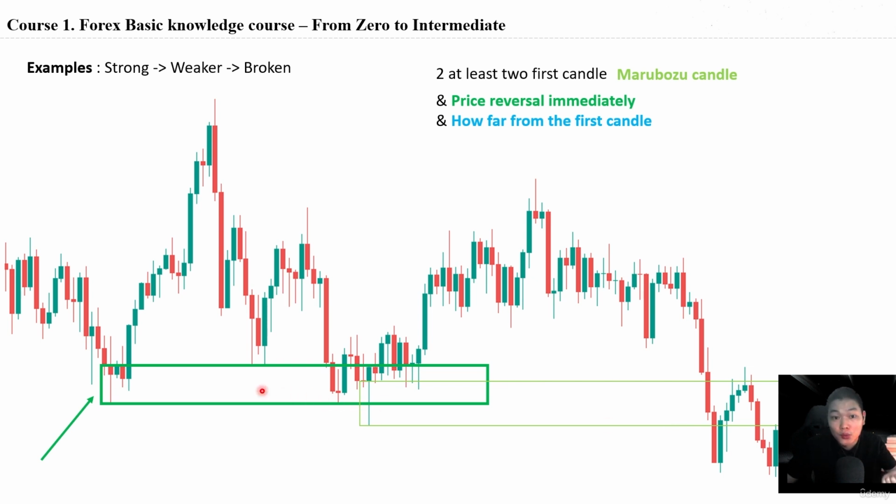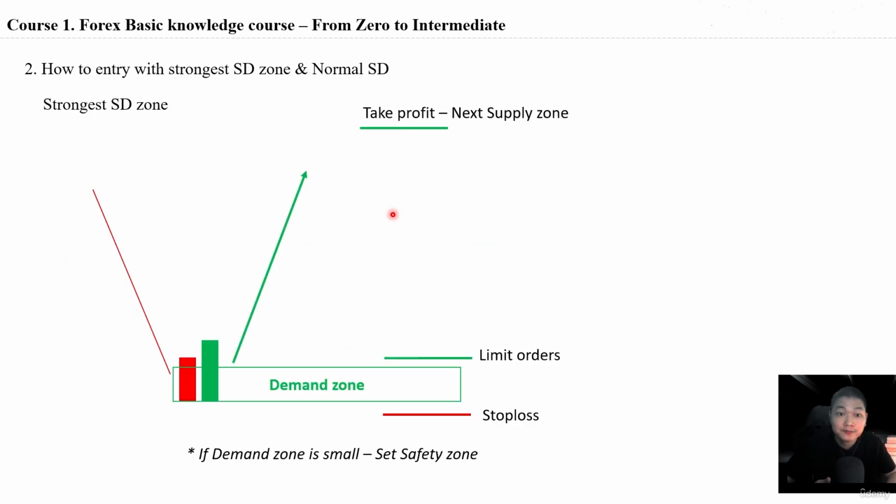But if you enter with a strong demand zone like this case, you can take profits at this supply zone. This is very important to understand, how strong and weak zones work in the market, and totally how to enter with the strong supply and demand zone or the normal zone or weak zone. And here is the first theory, strongest supply and demand zones. For very strong supply and demand zones, you can set limit orders above a supply and demand zone and set a stop loss below a supply and demand zone.